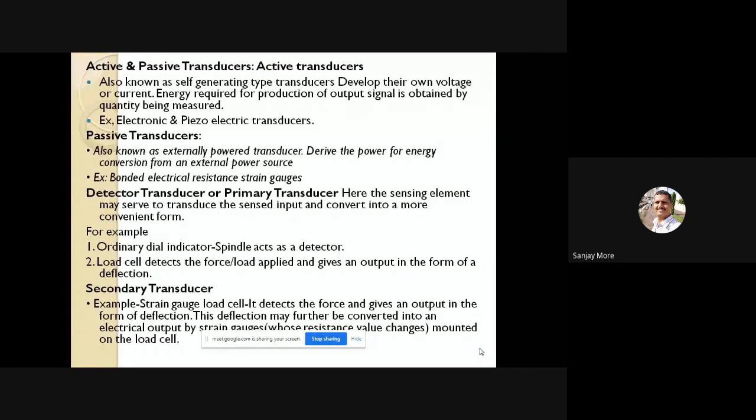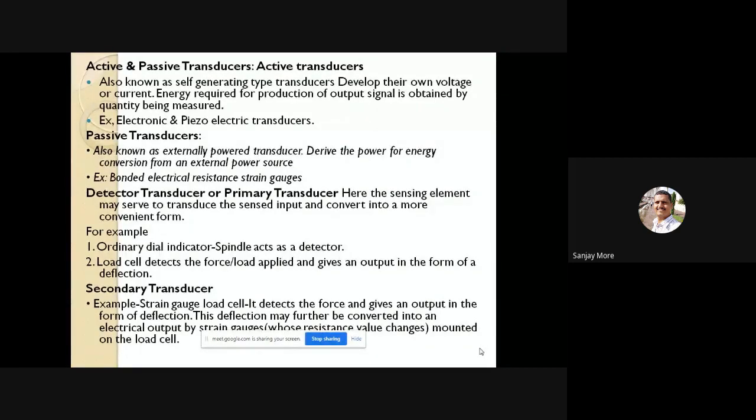Detector transducers or primary transducers. Here the sensing element may serve to transduce the sensed input and convert it into a more convenient form. For example, an ordinary dial indicator, where the spindle acts as a detector, and a load cell detects the force load applied and gives an output in the form of deflection. This transducer works on linearity, for example, when you have to measure the RPM, meaning revolutions per minute, with the help of a tachometer.